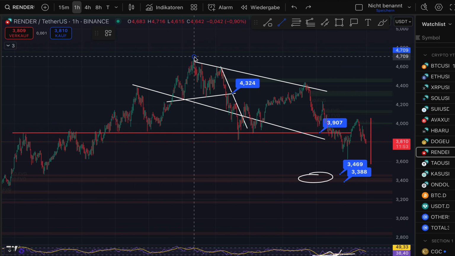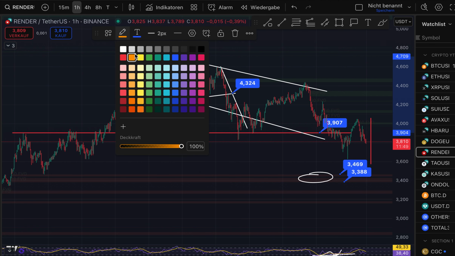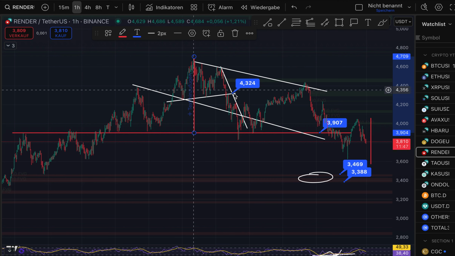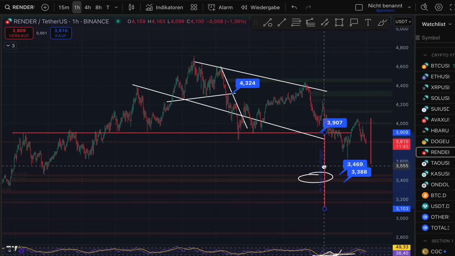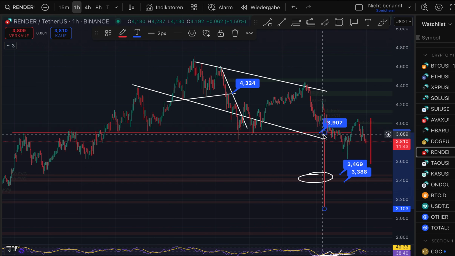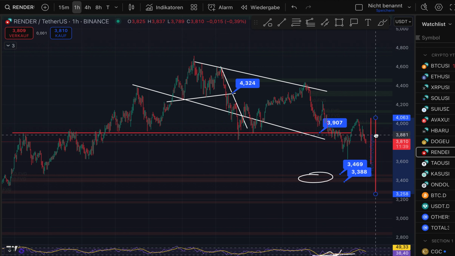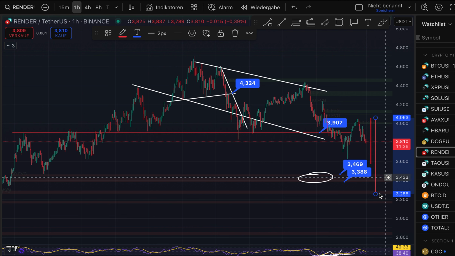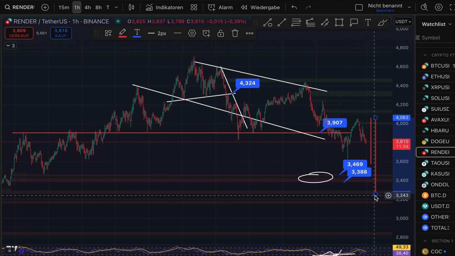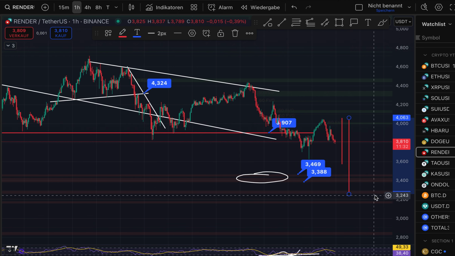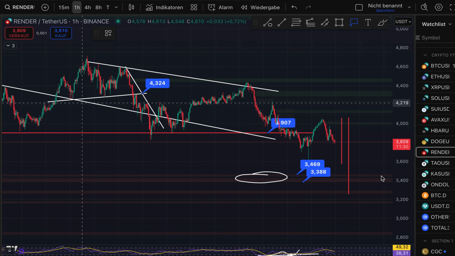Now I will put the whole head, also make it red here. And we don't put it at the breakout point once we get a retest. Once we get a retest, we put it at the retest point like this, at the tops right here. And then you can see we can even reach prices down to $3.24 for Render.